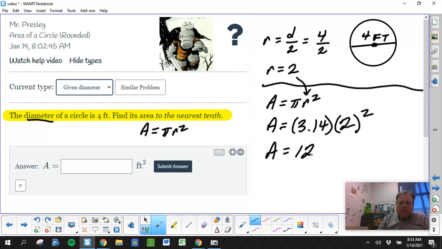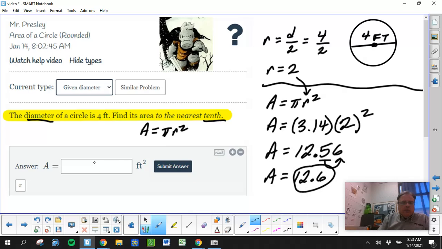I got 12.56. Okay, but it says to the tenth, which is the 5, the first decimal. So I have to decide either 12.5 or 12.6. Well, the next digit over says, hey, 5 or above, go up. So I'm going to round up to 12.6. And that's the answer I would type in over here, 12.6. They gave you a pi button. They're trying to trick you. We're not using the pi button this time.